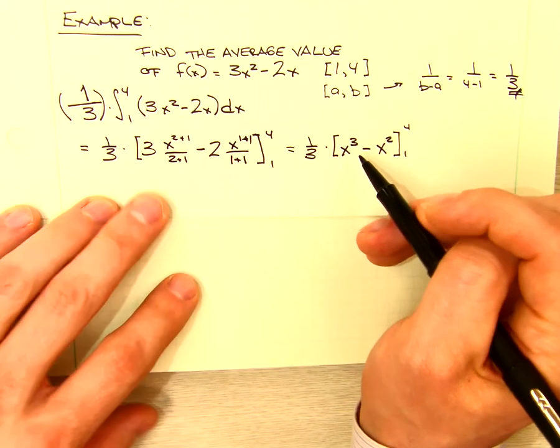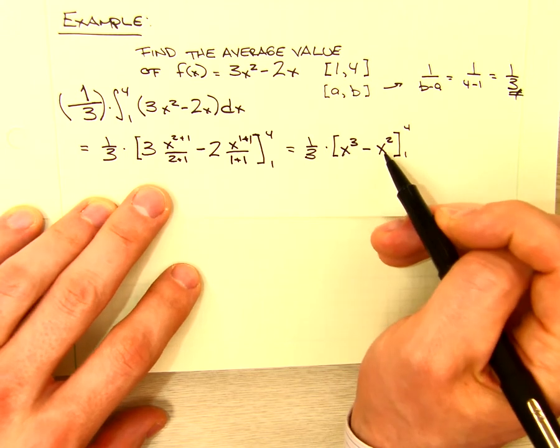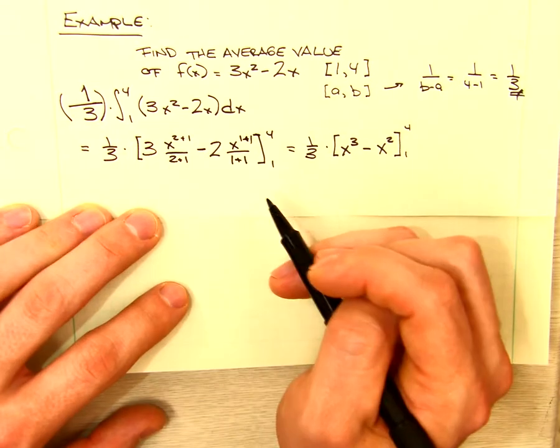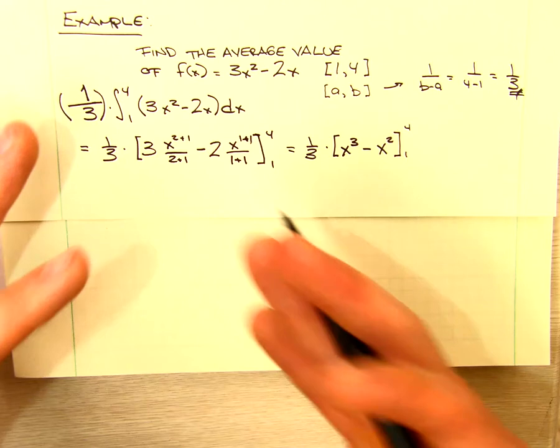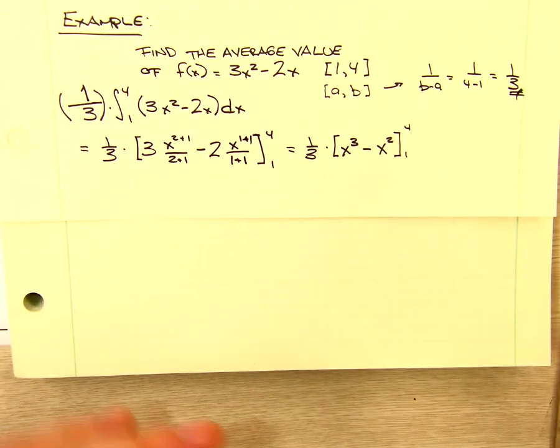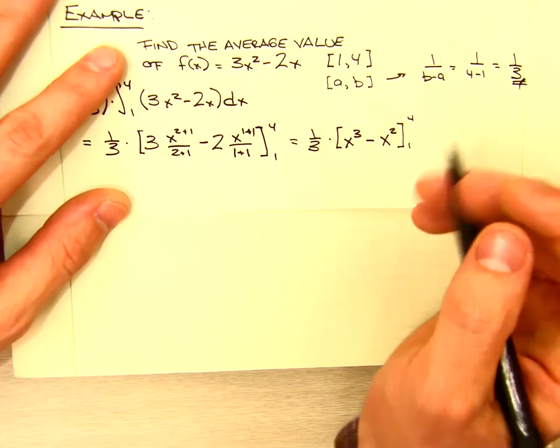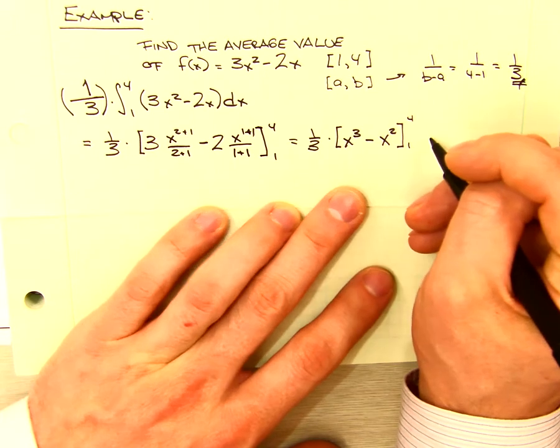So I take the derivative of this, and I go, okay, so that's going to be 3x squared minus 2x. Sure enough, that's exactly what I've got here. So even without needing to write that down, I can do my super quick check, double check that I'm going in the right direction.